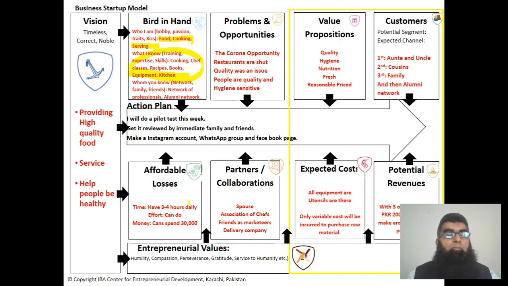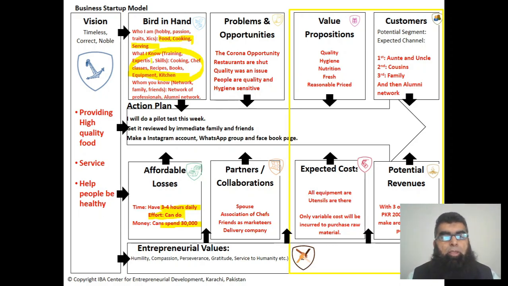And when she looked at her affordable loss, she has 3-4 hours daily to spend, in addition to her daily activities and giving time to herself. And she is strong enough to do it. She can stand, she can do the physical exertion, and she can spend like 30,000 PKR. And this is a fraction of her savings, and she's willing to lose that much for her passion and hobby.